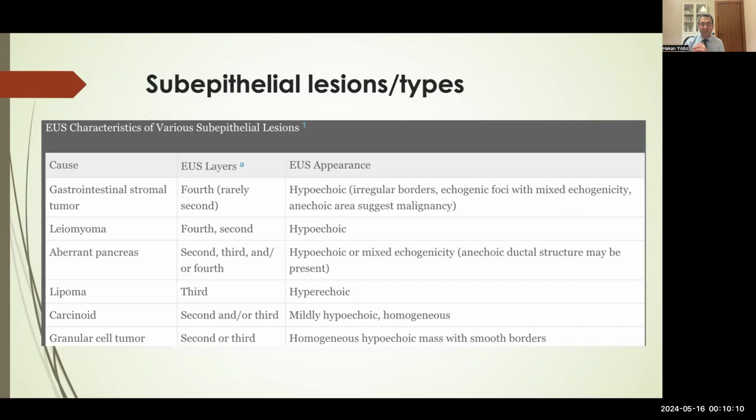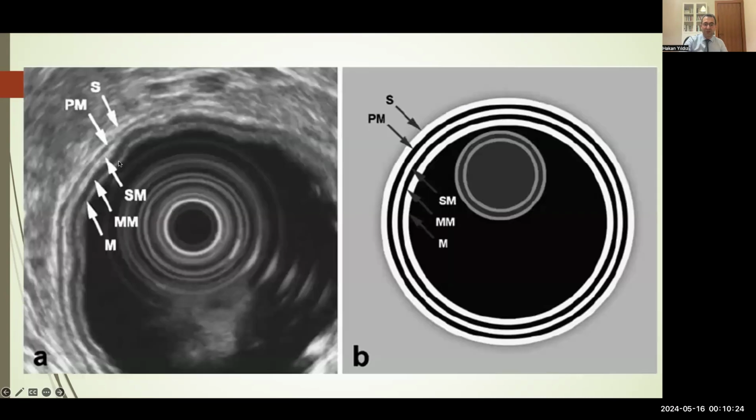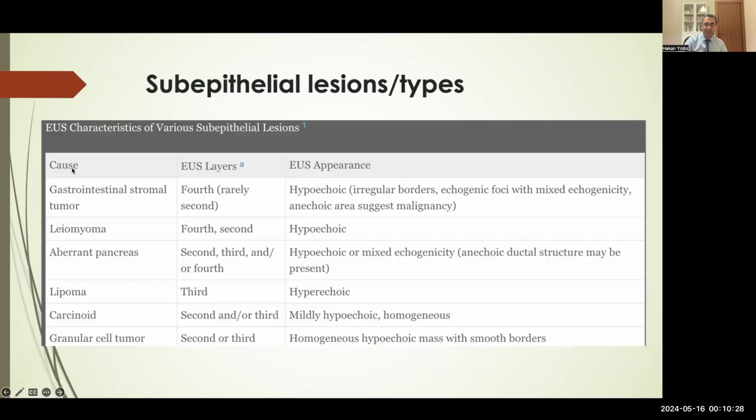But a lot of the time we have to take the biopsy. In this layer we can see the gastrointestinal stromal tumor, fourth layer. Leiomyoma is the fourth or second layer, and lipoma the third. We can describe the layer for the preliminary diagnosis.